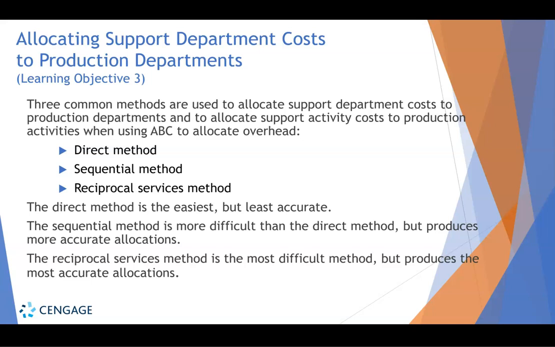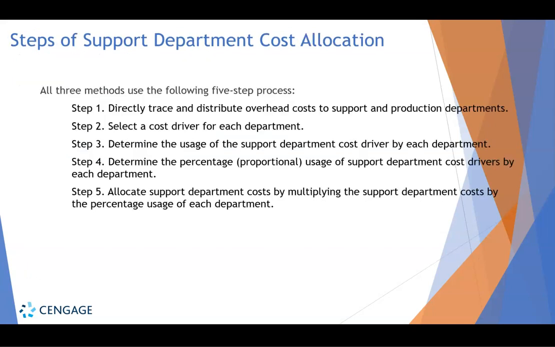So now we're going to look at how we go about allocating these support department costs to the production departments. There are 3 methods that are used. One is the direct method, one is the sequential method, and one is called the reciprocal services method. The direct method's the easiest, but not as accurate. The sequential method's more difficult, but produces more accurate allocations. Now, the reciprocal method is the most difficult, but does produce the most accurate allocations.